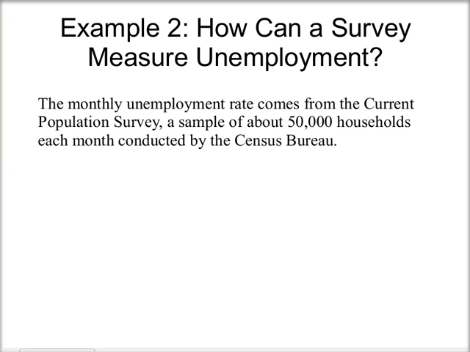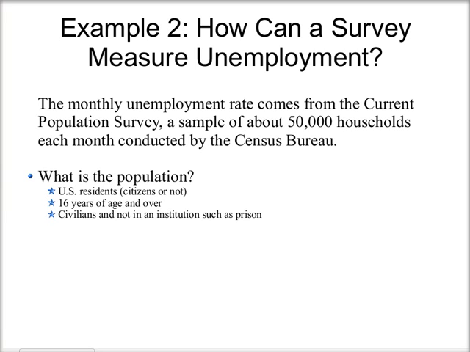Here's another example. How can a survey measure unemployment? So we're going to look at some other important issues that come up when you're defining your population and asking questions in a survey. So the monthly unemployment rate comes from the current population survey, which is a sample of about 50,000 households each month conducted by the Census Bureau. So first, the Census Bureau has to decide what their population is. Who are they going to count when they're looking at unemployment rates?